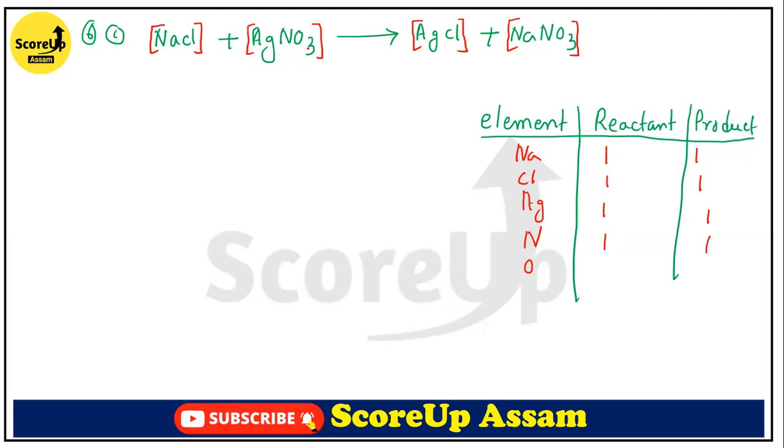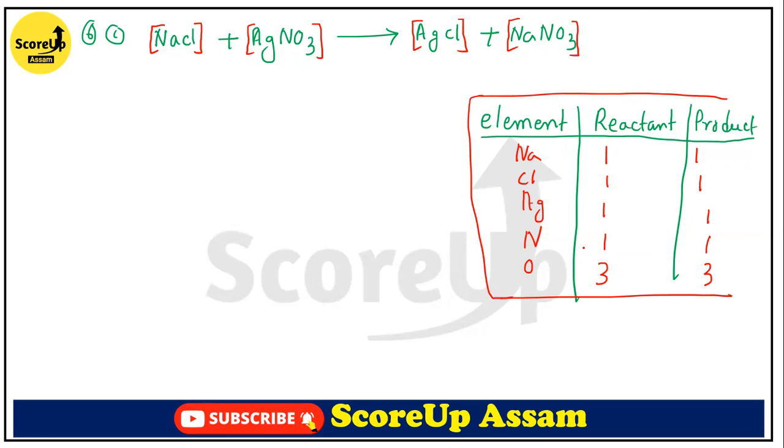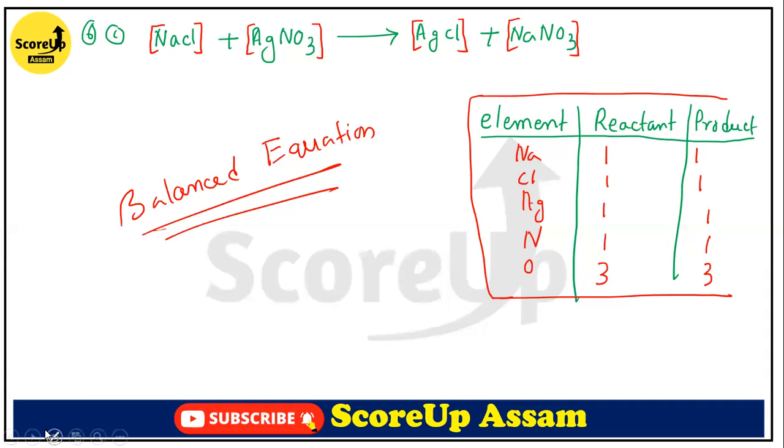What about oxygen? On the reactant side, oxygen is 3. On the product side, oxygen is also 3. That means this is balanced. There is no need to change, no need to balance this equation. This chemical equation is already balanced. Okay, so now let's move on to the next question.